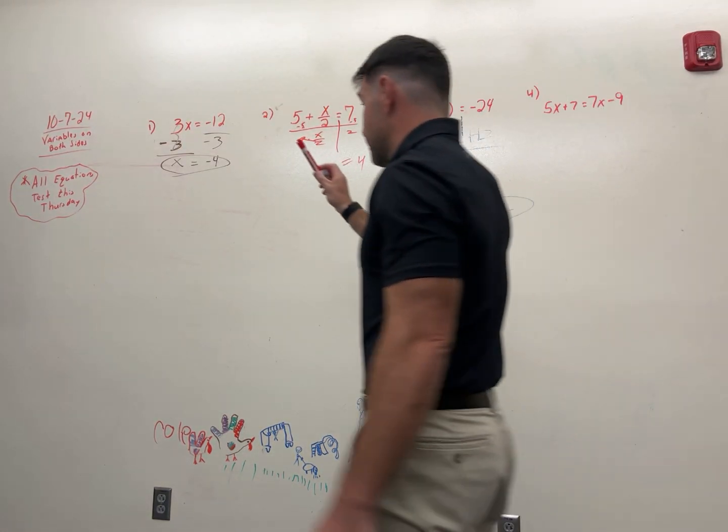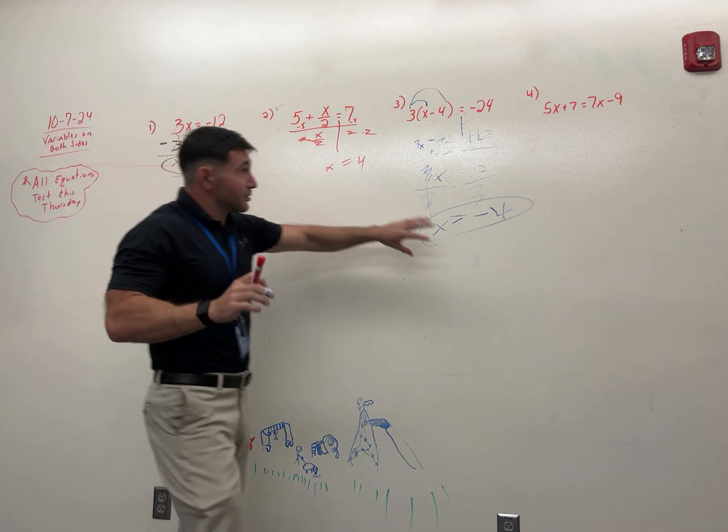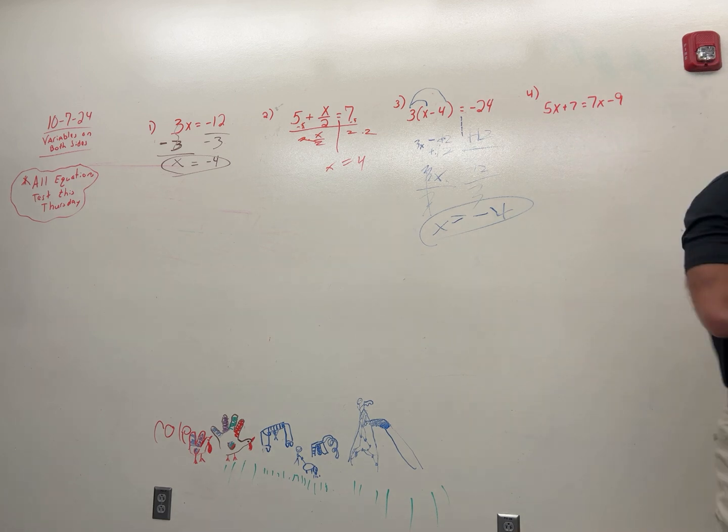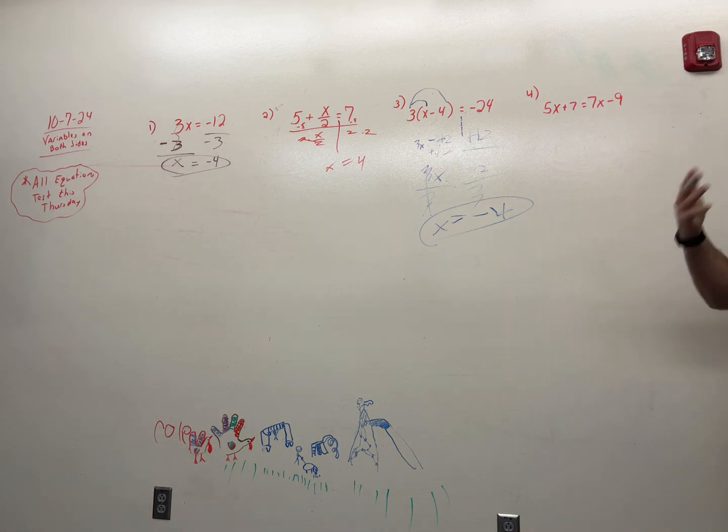So, first things first. You have a test on Thursday. Okay? You need to understand that. These are the types of questions that you'll see. I'm going to do question 4. This is the most basic of variables on both sides. Today we're going to get into the little bit harder.